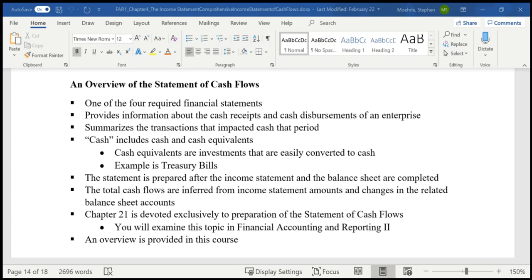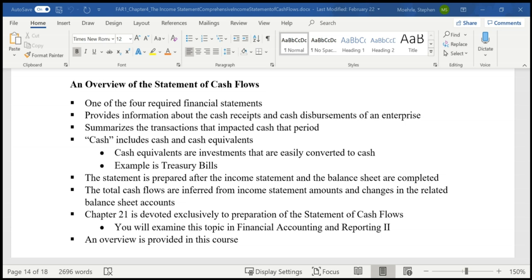Hi, welcome. In this video, I want to give a quick overview of the statement of cash flows. As I've said in an earlier video, in this course we're going to introduce the statement of cash flows. In your next course, you're going to learn how this financial statement is prepared in its full detail. The statement of cash flows is one of the 4 required financial statements.